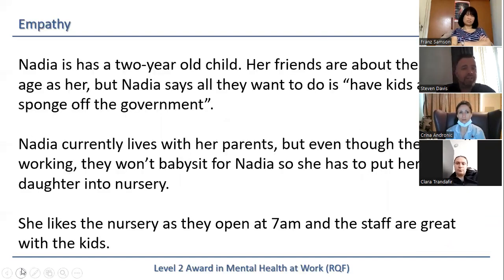Okay, so now Nadia has a 2-year-old child. Her friends are about the same age as her. Nadia says all they want to do is have kids and sponge off the government. Nadia is currently living with her parents, but even though they aren't working, they won't babysit for Nadia, so she has to put her daughter into nursery. She likes the nursery as they open up at 7 a.m. and the staff are great with the kids.